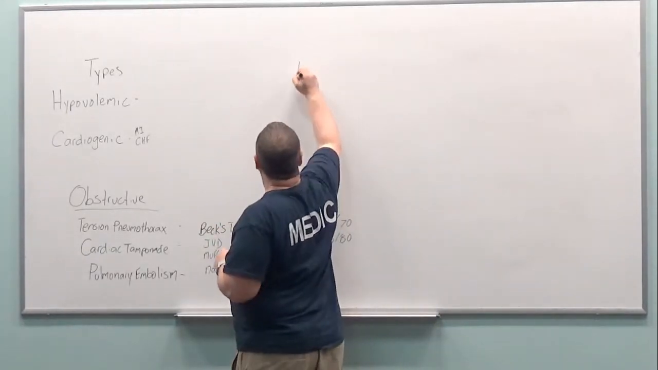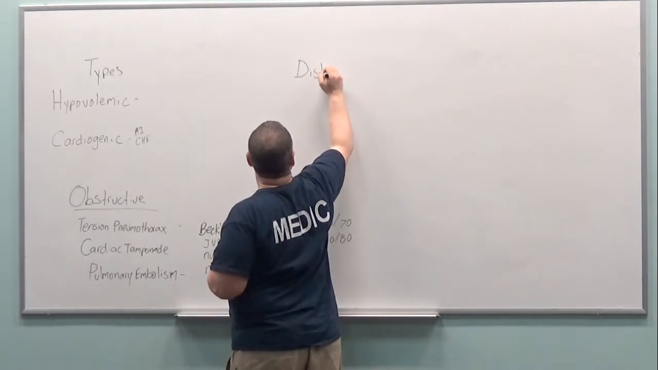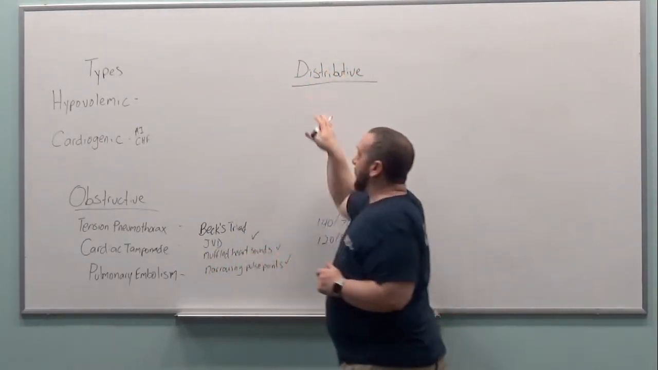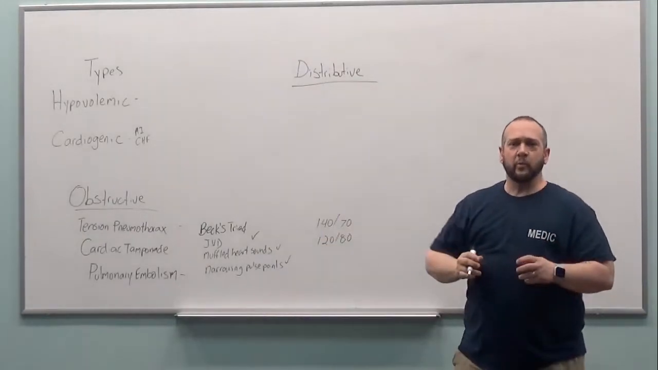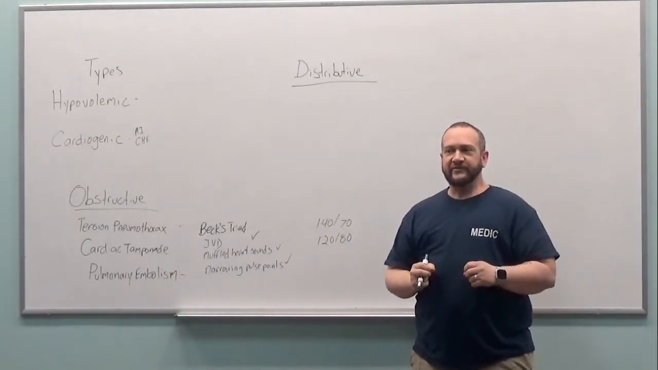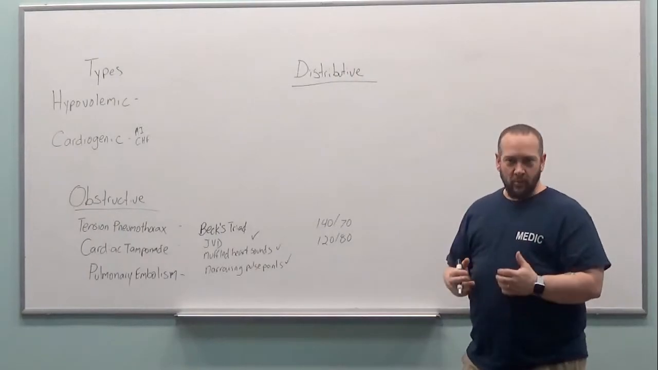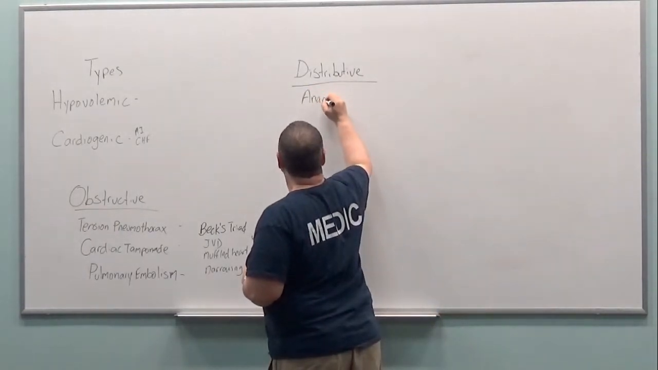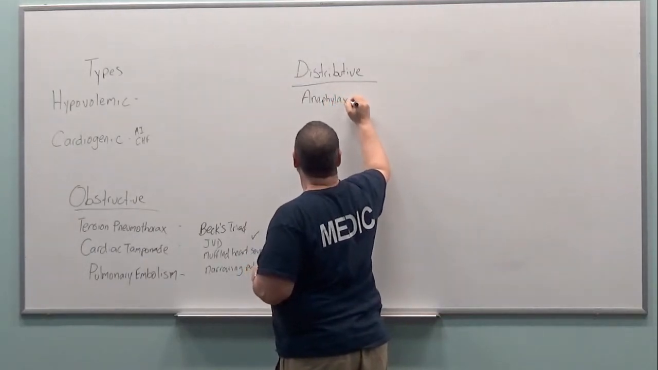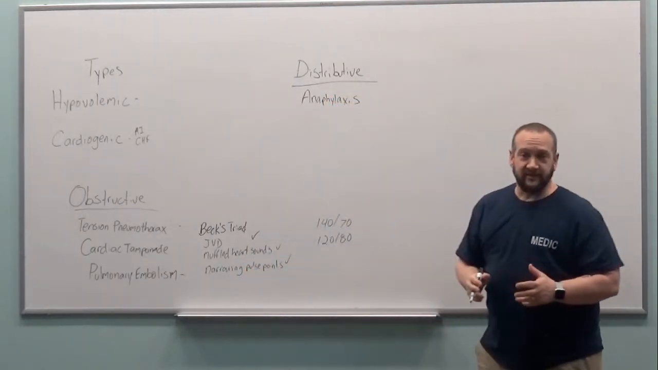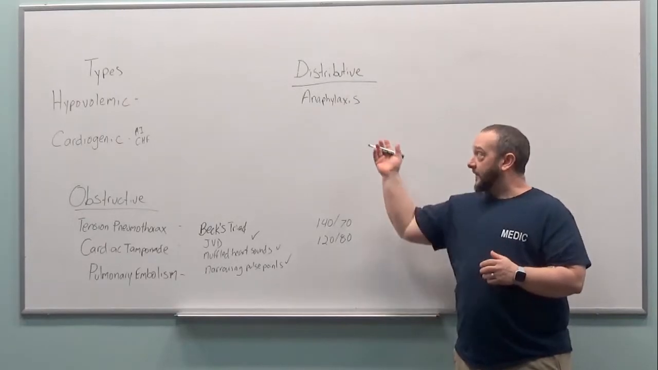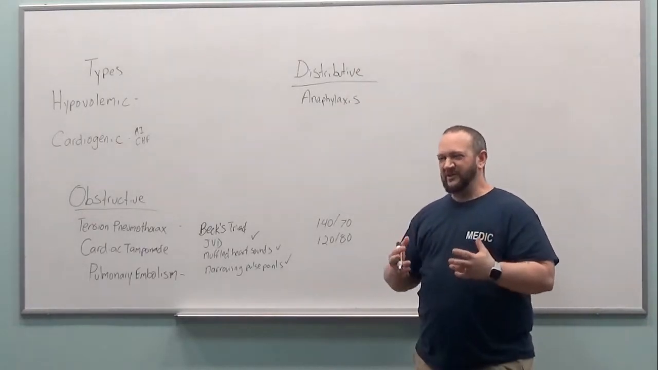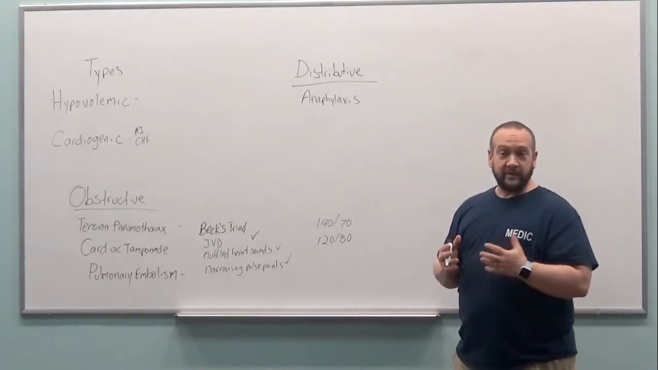Then what we have is distributive. All right? So now under distributive, when we talk about distributive, we're talking about systemic. These are things that are going to affect multiple body systems, right? So we have our anaphylaxis. So we should be well versed in this. So anaphylaxis, this is, again, caused by that histamine release. We have this reaction and oversensitization to some type of allergen.